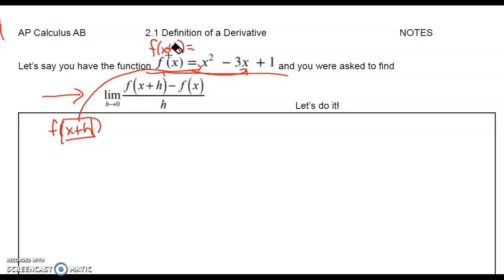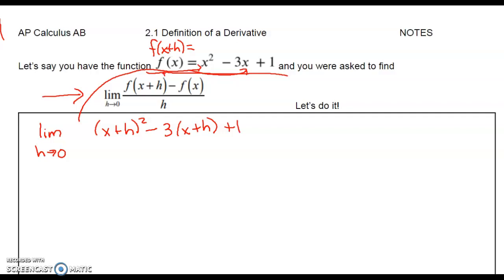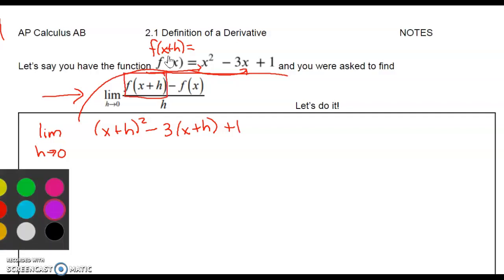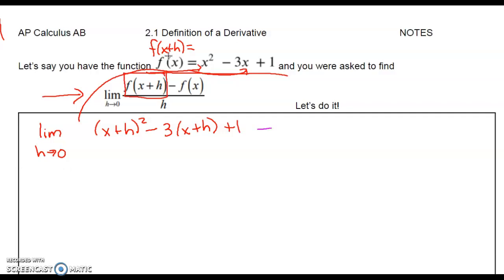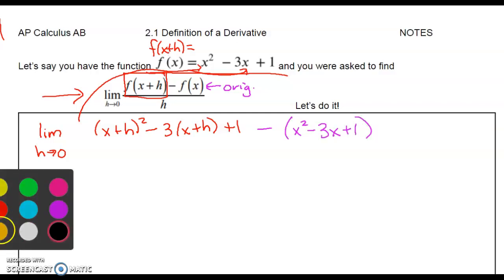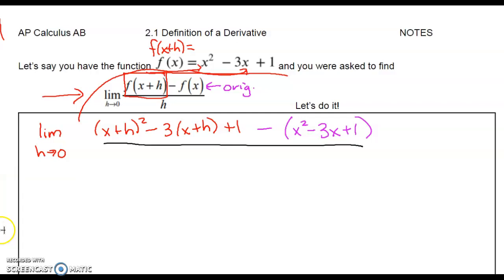So let me go ahead and erase this. I'm going to go ahead, and we still have the limit as h approaches 0. And I'm going to replace this. So I get x plus h squared minus 3 times x plus h plus 1. Okay, that's all this part right here. Then I'm going to subtract off f of x. Well, f of x is the original. And since we're subtracting, we do need to use a parenthesis. Okay? And then divided by, it's always over h.